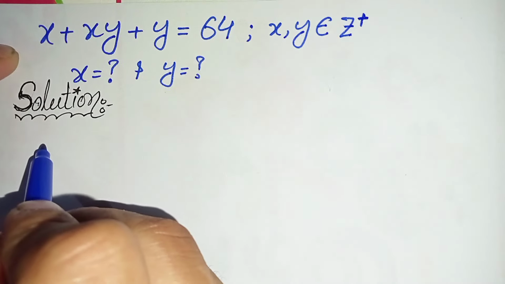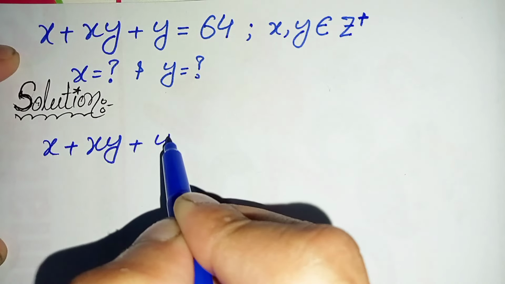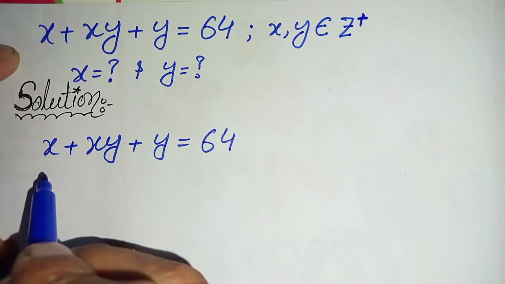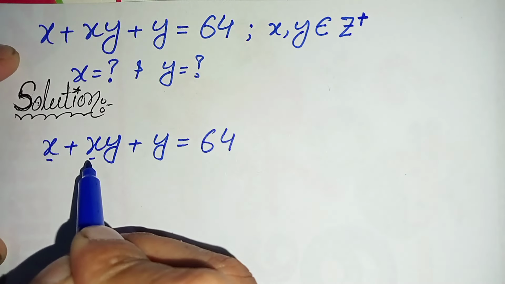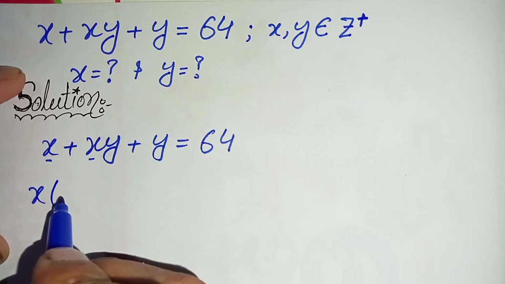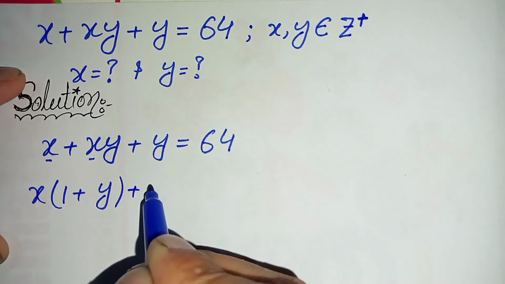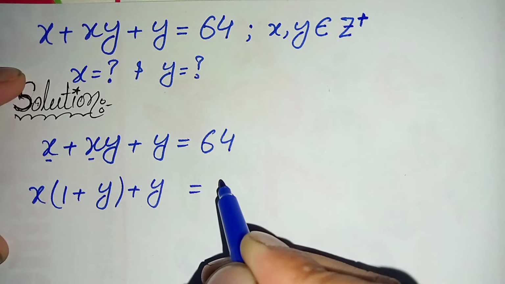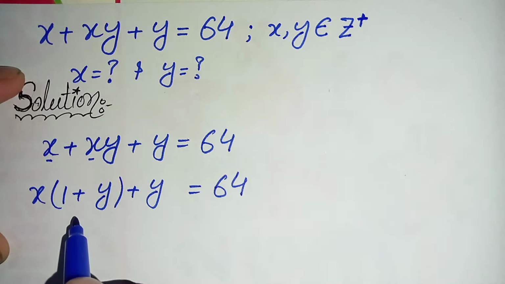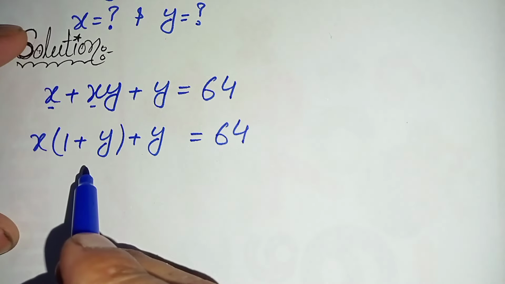So the question is, x plus x times y plus y is equal to 64. Now first of all, we will take x common from the left hand side from the first two terms. So taking x common, it will become here only 1 will be left, plus here only y will be left, plus y is equal to 64. Look into this one first term, here is 1 plus y. So we will try to make here 1 plus y to take it common from the left hand side.